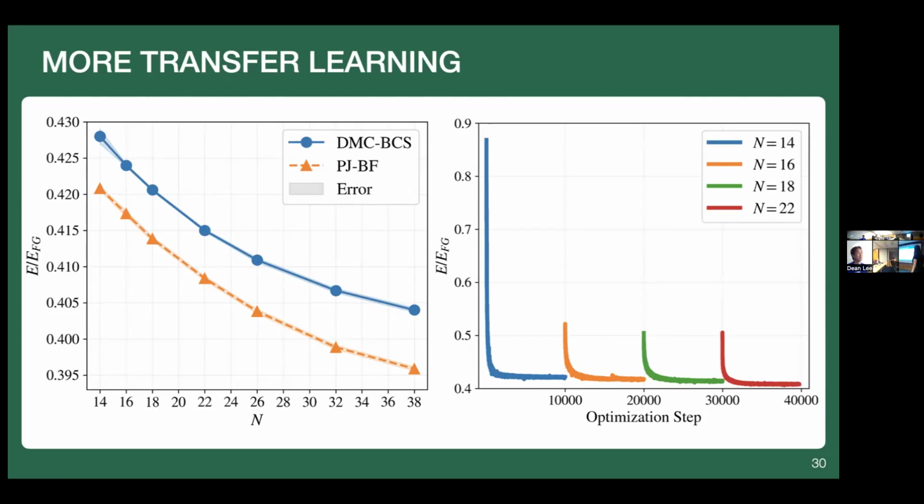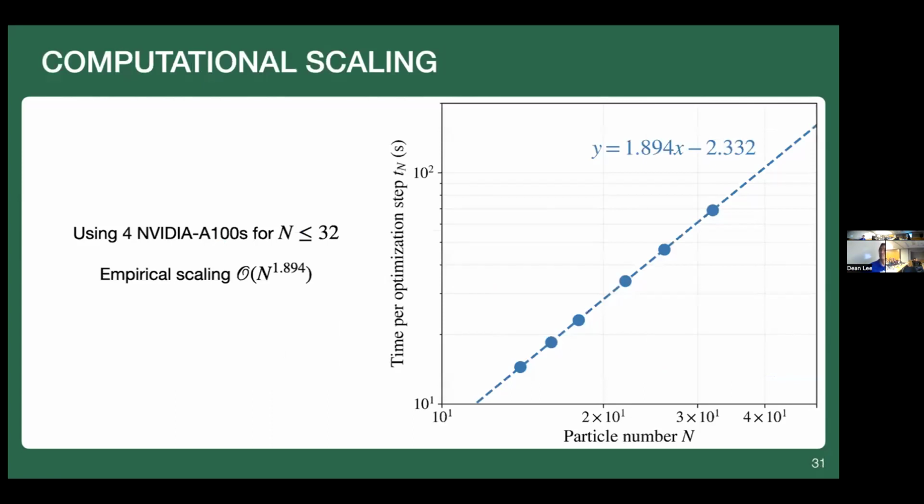On the right-hand side are the actual optimization curves for a few different particle numbers. So you can see we started off a little bit closer to the Fermi gas energy, and then we work our way downwards, and then when we switch to a higher particle number, we jump up a little bit, but not quite as much. And for computational scaling, this is just completely empirical, and I'm using 4 GPUs here. Our scaling seems like it's less than n squared.